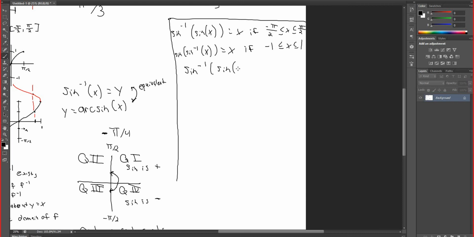So sine inverse of sine of root 2 over 2. If we remember, pi over 2 is approximately 1.57. This is kind of helpful for doing a quick eyeball. Is root 2 over 2 between negative 1.57 and 1.57?